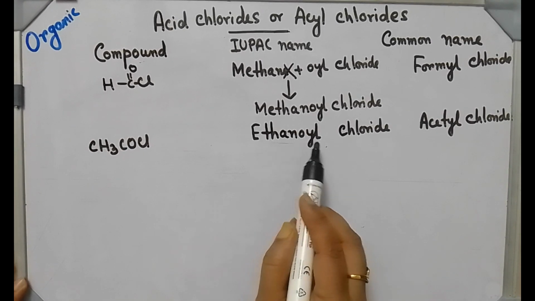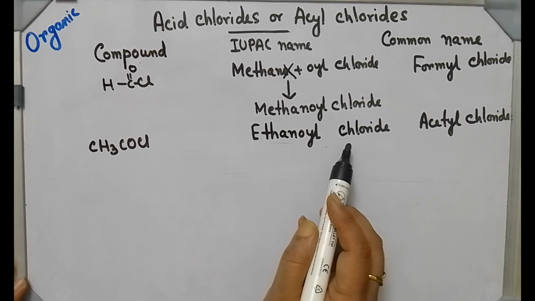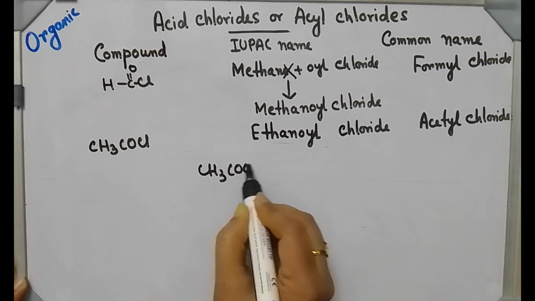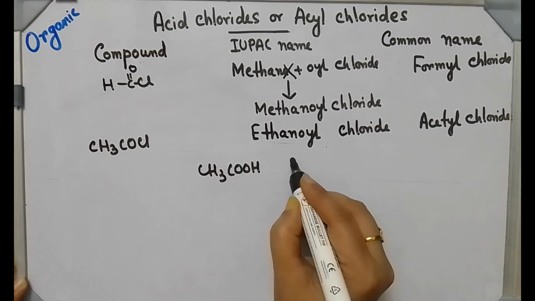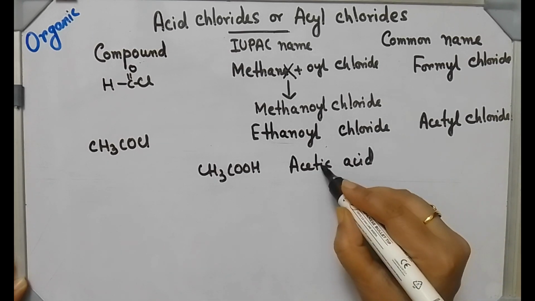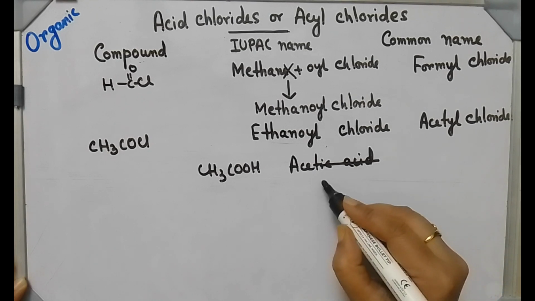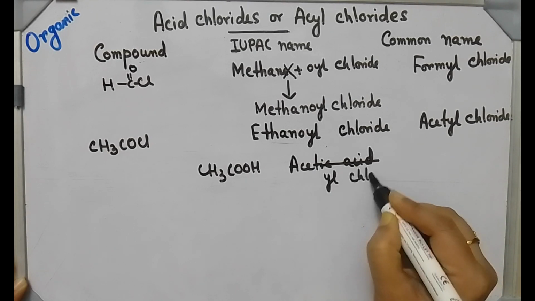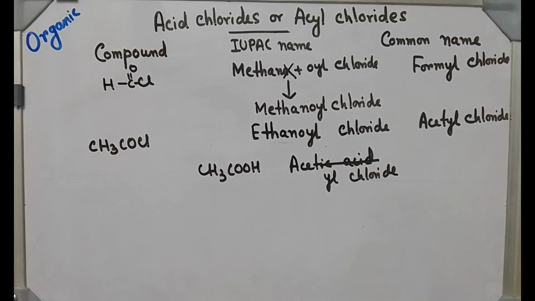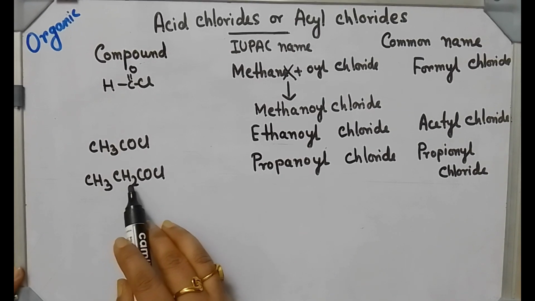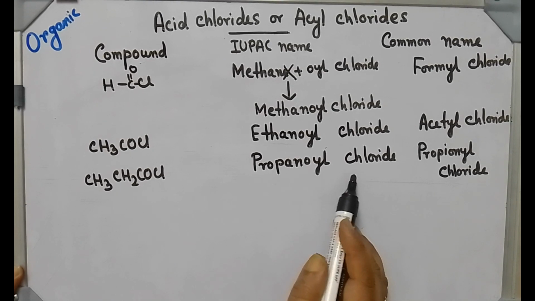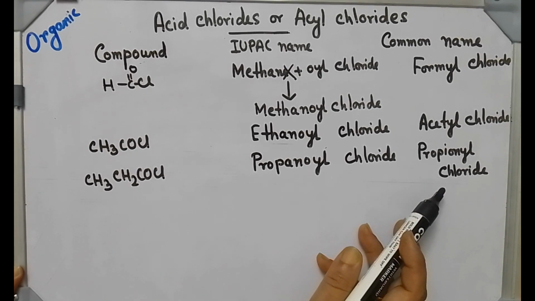Now see, if CH3COCl, then totally 2 carbon atoms are there. So ethane plus oyl chloride means ethanoyl chloride, IUPAC name. For common name, if it is CH3COOH, what is the name, common name of this acid? Acetic acid. So what you have to do? You have to, in place of this, you have to add yl chloride. So it will be acetyl chloride. So if structure is CH3CH2COCl, means total 3 carbon atoms are there. So it's propanoyl chloride, IUPAC name, and common name propionyl chloride.